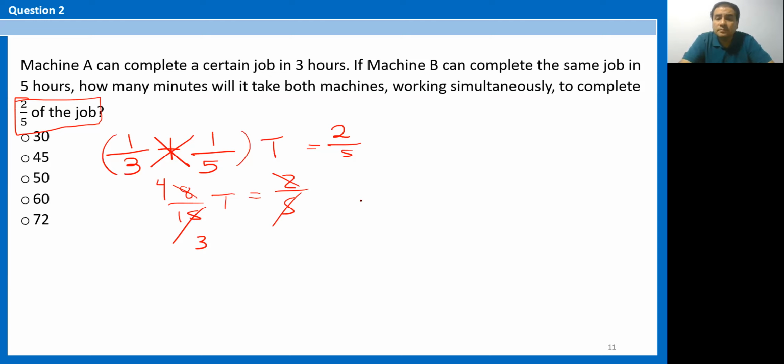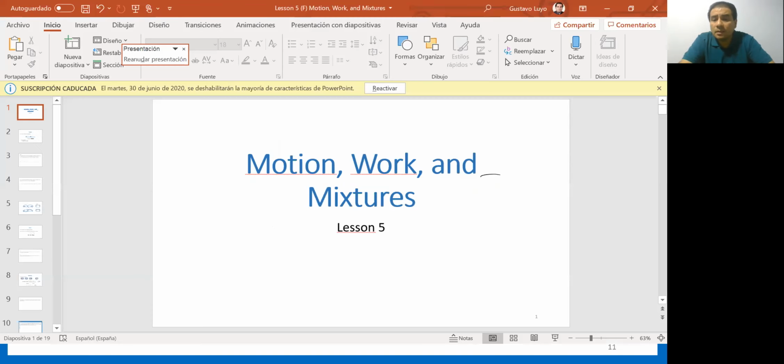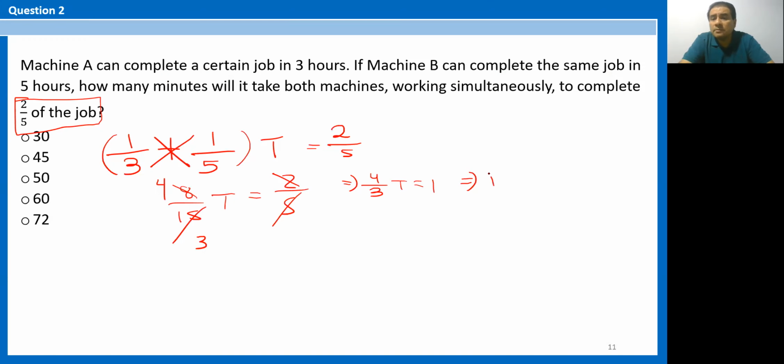Okay? So, what is this? 4/3 of t equals 1. So t, the time, would be 3/4 of an hour. That is 45 minutes. All right, let's keep moving to the same example.